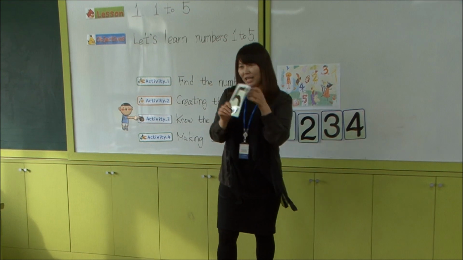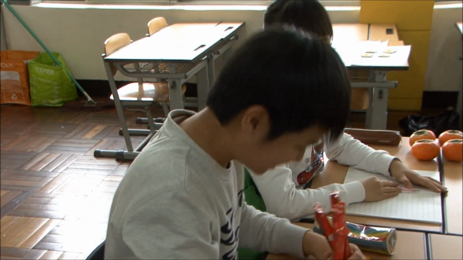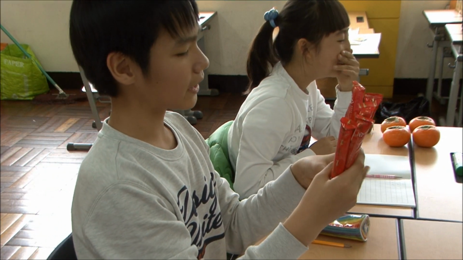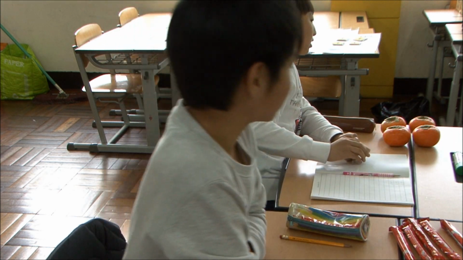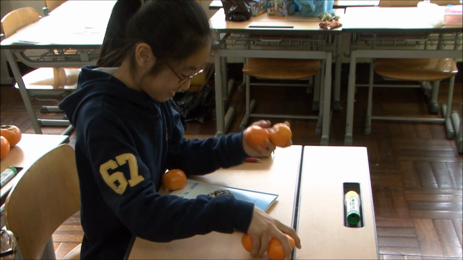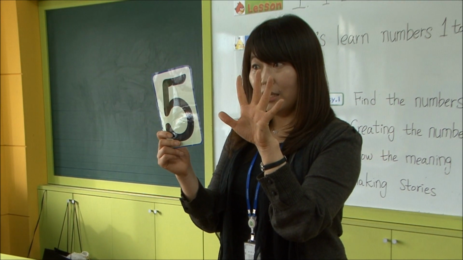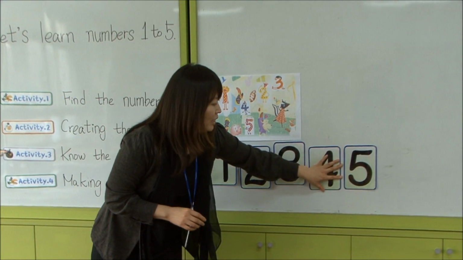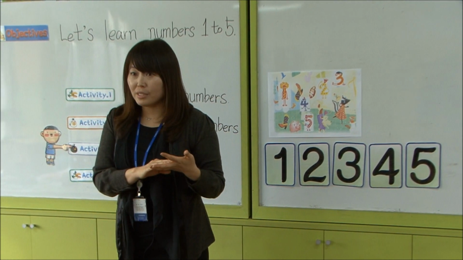Then who wants to say five? Number five's meaning. Dohun. Five snacks. Oh, five snacks is number five, right? Then Sojang, tell me. Tangerines, yes. Five tangerines is five, right? Do you understand the meaning of numbers? Yes. So we can say the meaning of numbers like this. So then, let's make the stories about the numbers.